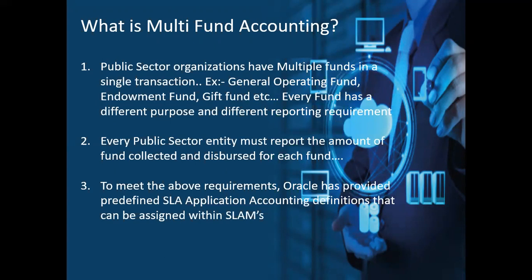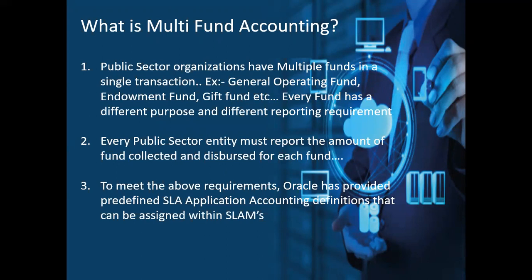Generally, these public sector organizations have multiple funds in a single transaction. It could be a general operating fund, an endowment fund, a gift fund, etc. Every fund has a different purpose and different reporting requirements. They need to report the amount of fund collected as well as disbursed for each fund separately.